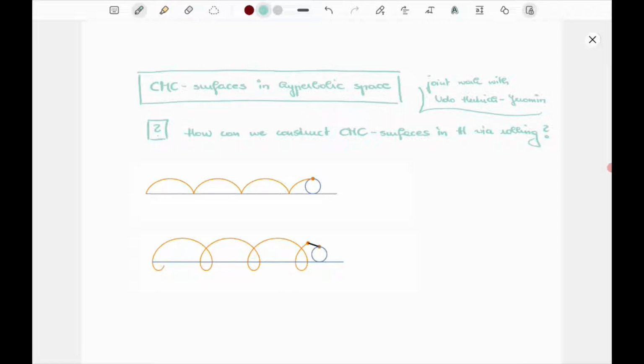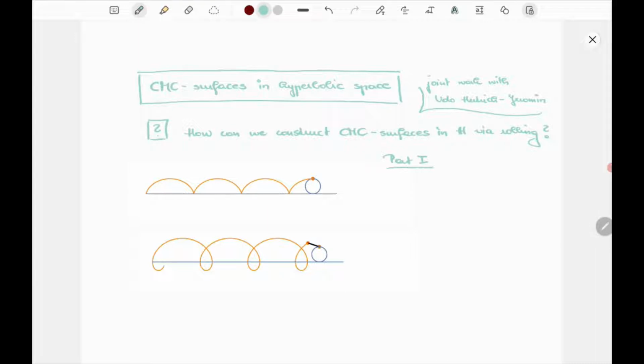This method can be generalized to submanifolds and in particular to surfaces. And in this talk, we will discuss whether and how CMC surfaces, so surfaces of constant mean curvature in hyperbolic space, can be generated via such a rolling. My talk will consist of two parts.